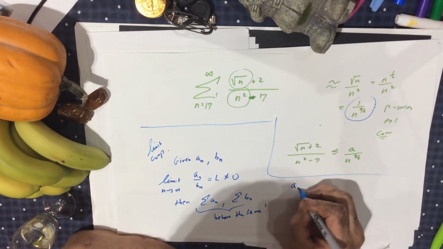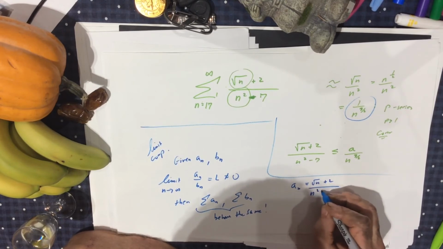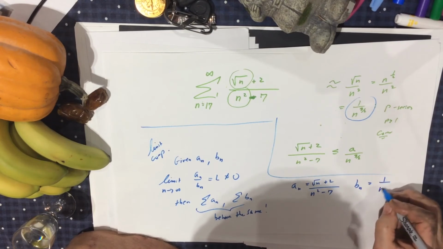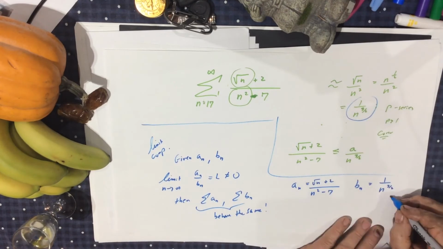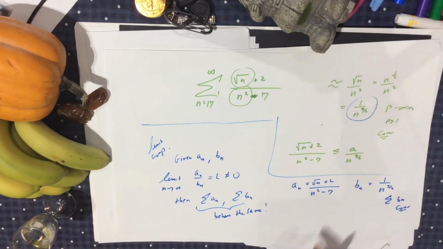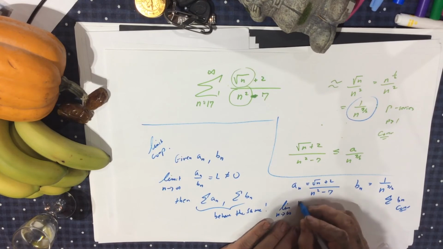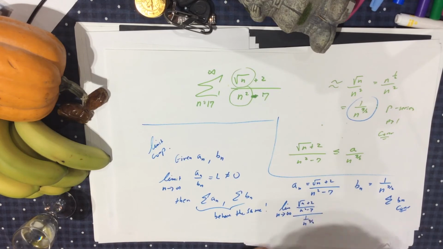I have a_n, which is (root n plus 2) over (n squared minus 7), and I have b_n, which is 1 over n to the 3 halves. Now, I know this is convergent. So I'm going to now calculate the limit as n goes to infinity of the square root of n plus 2 over n squared minus 7, divided by 1 over n to the 3 halves.